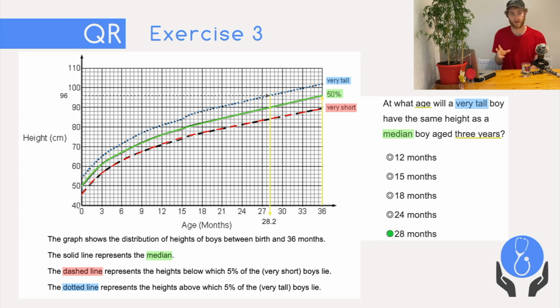Don't worry too much about the scale of this graph, because obviously it's very small. You might have thought that you have to get exactly on the line, but if you look at the answers, you can see that answer E is the only one that is close enough to be the correct answer. So without looking at the scales, you could get to the right answer.